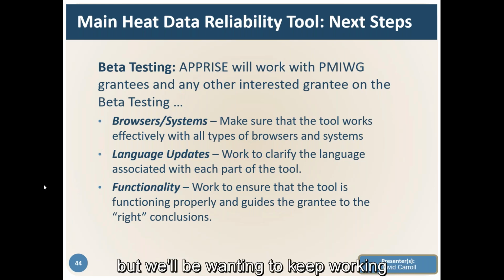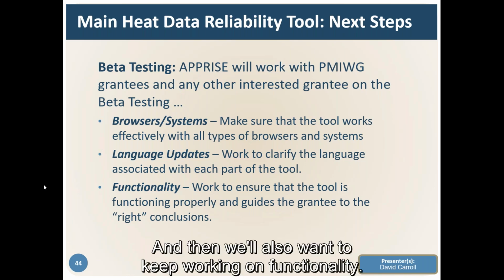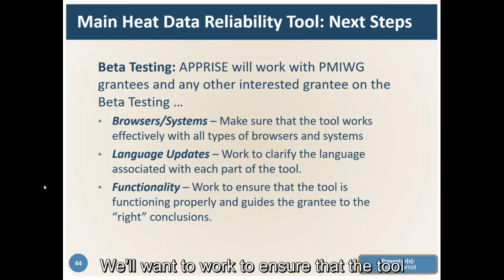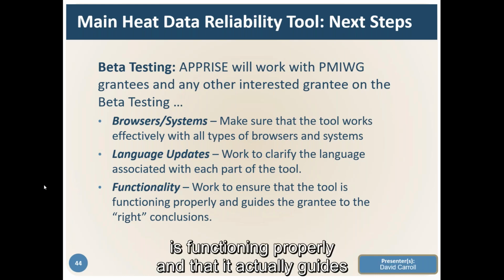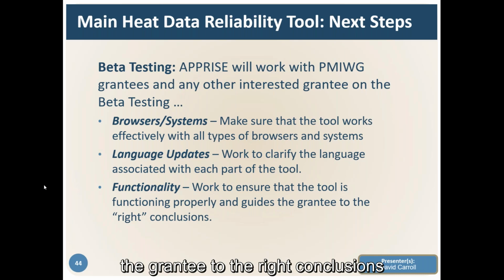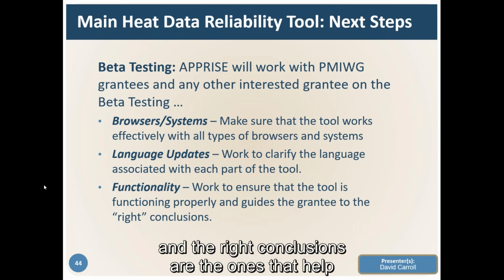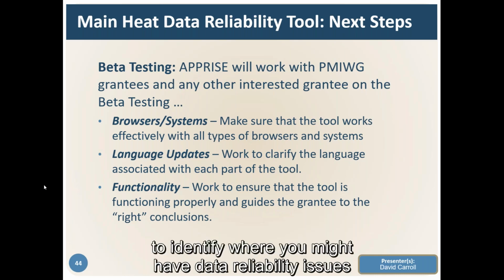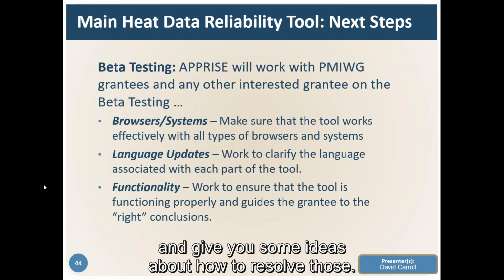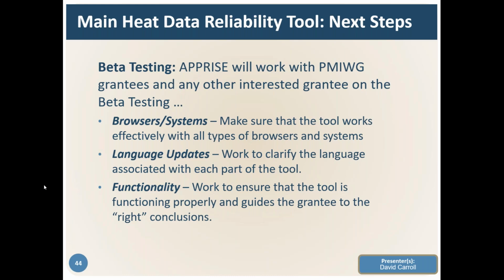But we'll be wanting to keep working to clarify the language associated with each part of the tool. And then we'll also want to keep working on functionality. We'll want to work to ensure that the tool is functioning properly and that it actually guides the grantee to the right conclusions. And the right conclusions are the ones that help to identify where you might have data reliability issues and give you some ideas about how to resolve those.